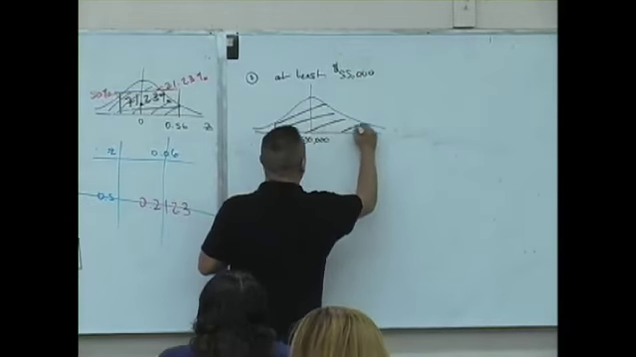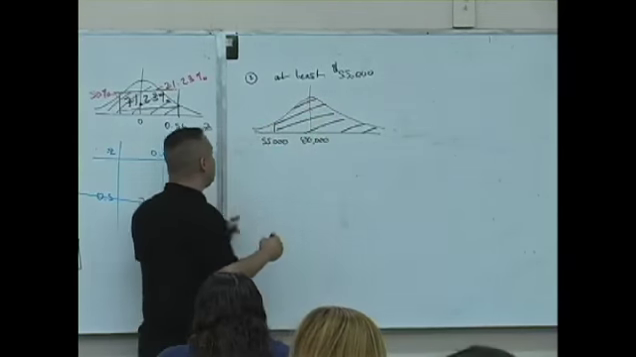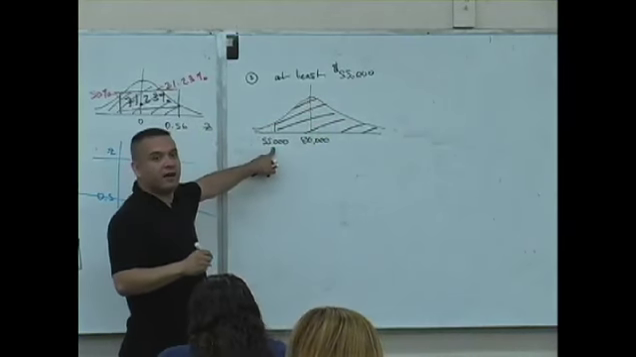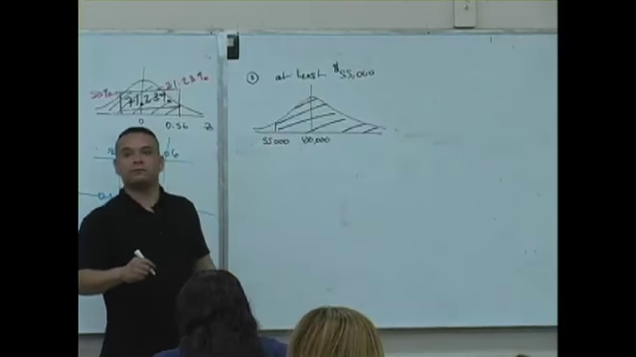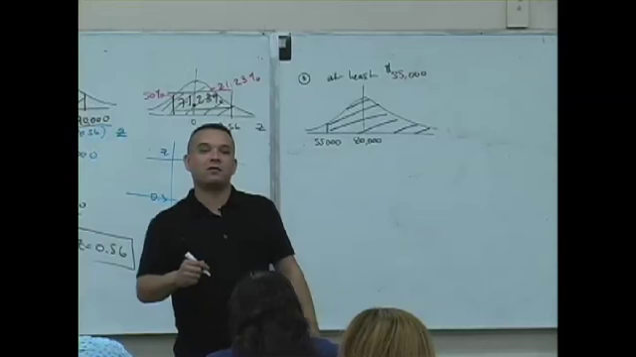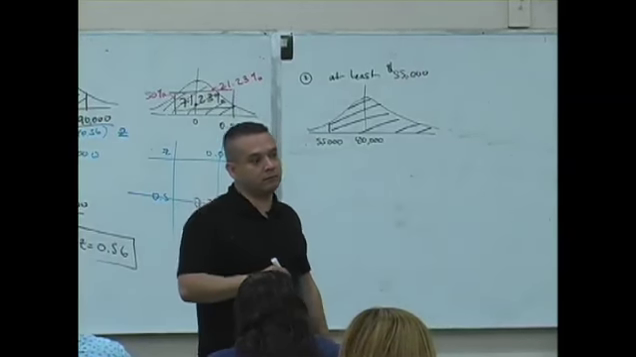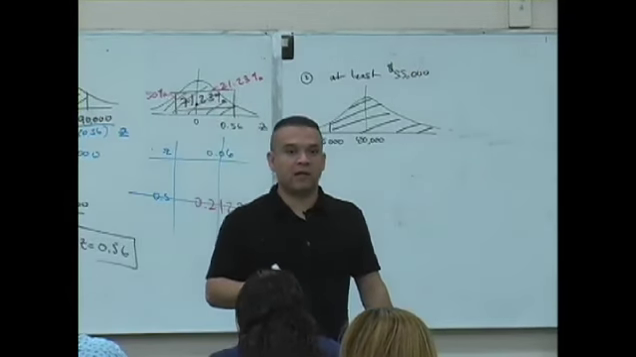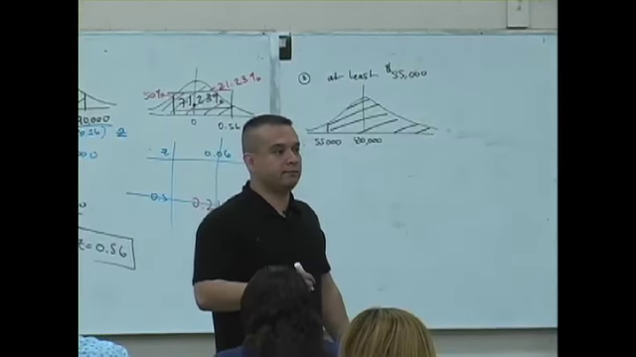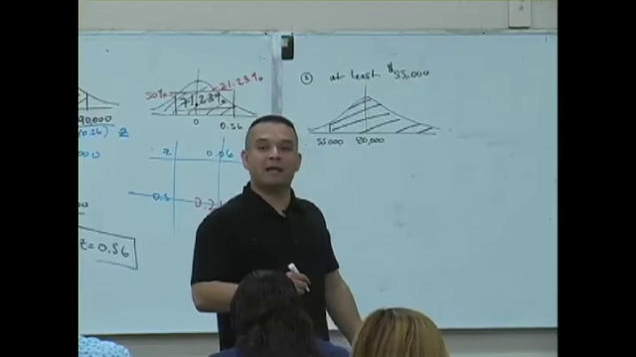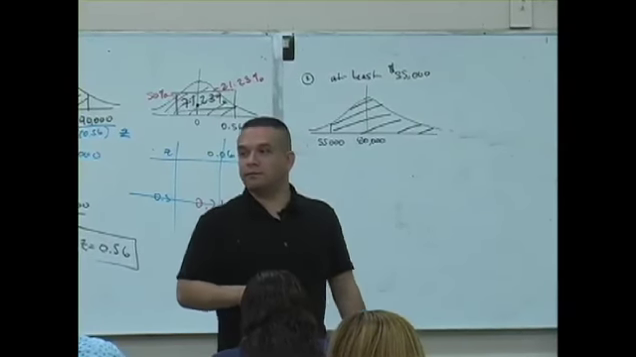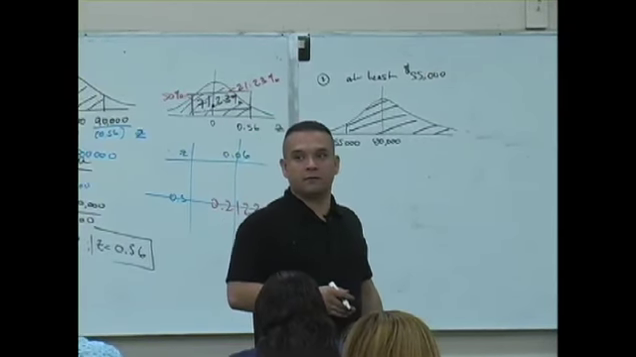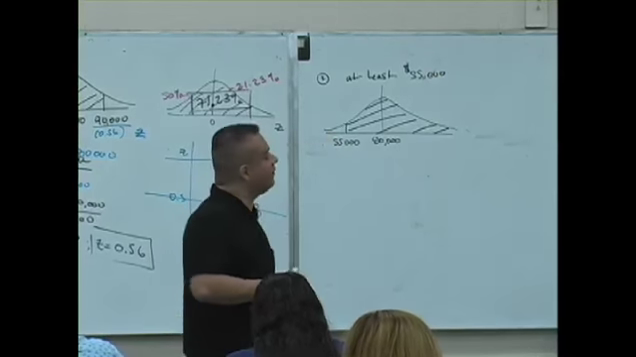Numbers to the right are what? 55,000. Because at least 55,000 is 55,000 or more. Isn't that right? If you make at least 55,000, you make $55,000 or more. Okay, you guys okay with this?